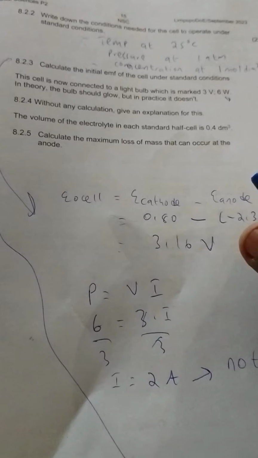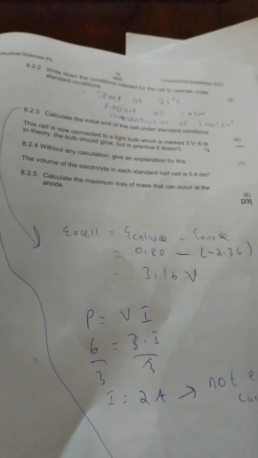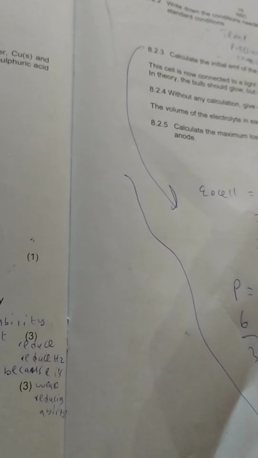So, calculate the maximum loss that occurs at the anode. They want the maximum loss of mass, so M must come in somewhere. So we must ask ourselves a question: what is happening in this anode? That's our anode, which was Mg. So we know that magnesium was reacting with silver, which is fine.